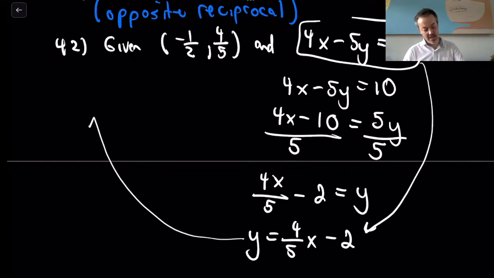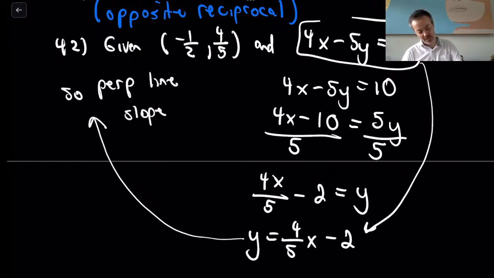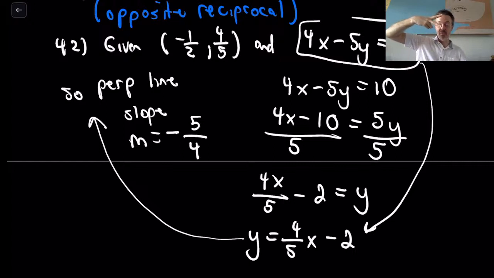So the perpendicular line is going to have slope, well, the original line has slope 4/5. Change the sign. It's negative. Flip it, 5/4. So obviously, if it was negative at the beginning, flip it, make it positive. Okay. And then you just do the same thing. You've got the point. Just be careful with your algebra.